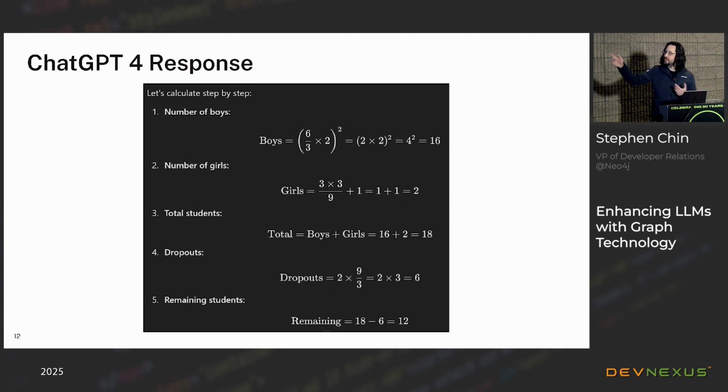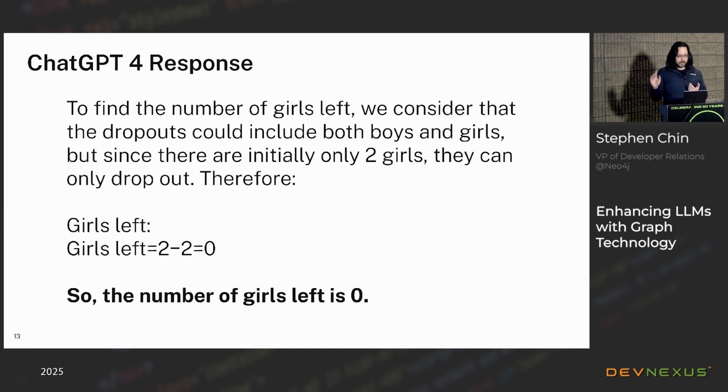Okay, so I also asked ChatGPT-4, and it gave me the math, which was done correctly, right? I think it did all the math problems correctly, which is great. So it figured out 2 girls, 16 boys, 18 students, and then 6 drop out, so 12 remaining. And then for the final response, it said to find the number of girls left, we consider that dropouts can include both boys and girls, but since initially there are only 2 girls, they can only drop out. So 2 minus 2 is 0. 0 girls left. Now, this is also an unfortunate state of things.